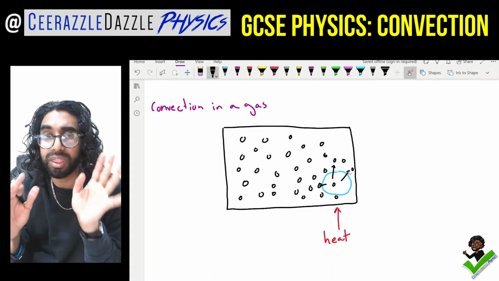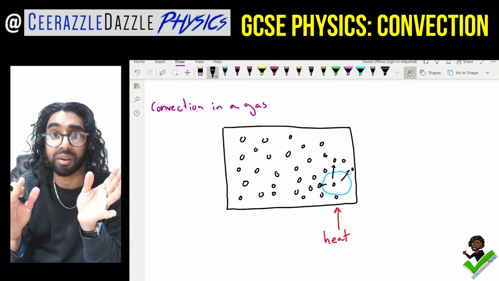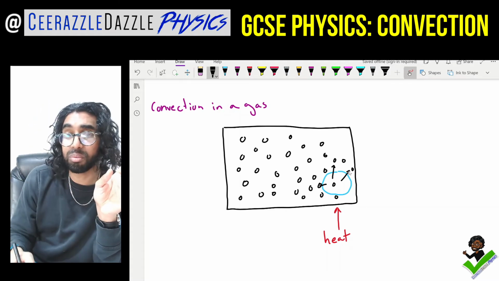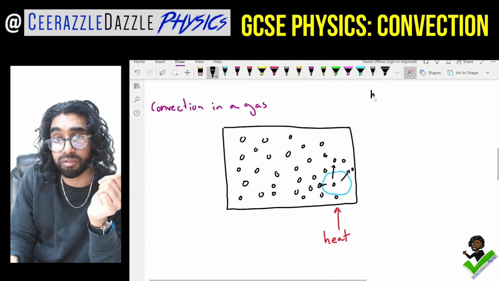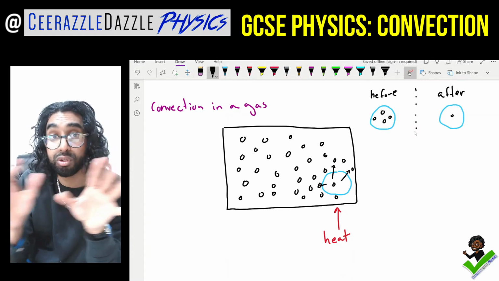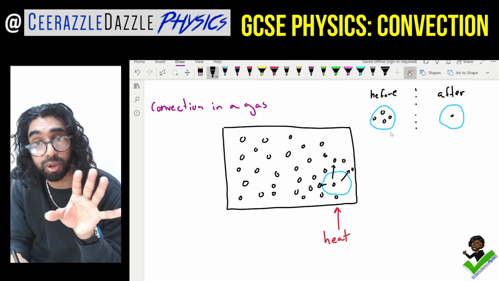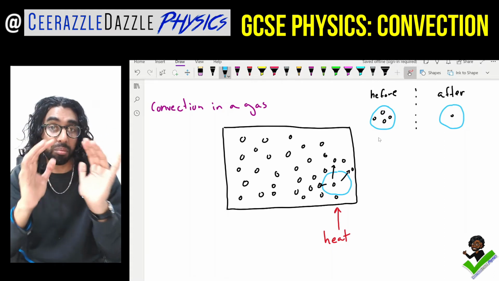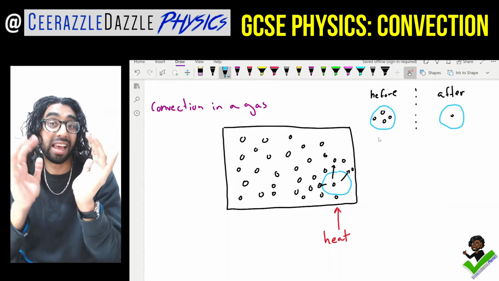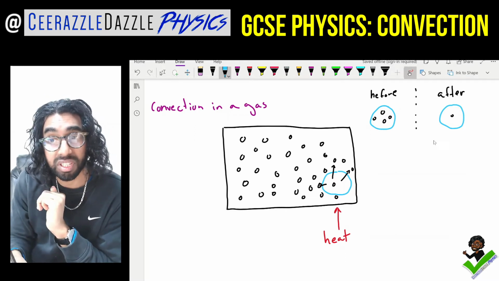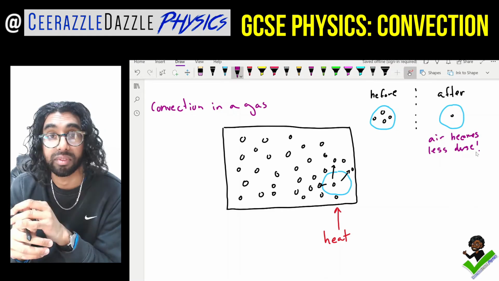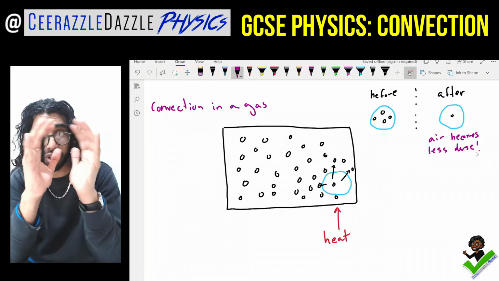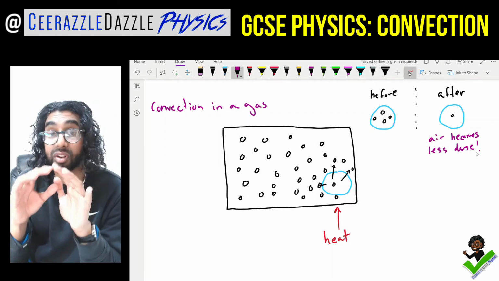So when the particles move away, what's actually happened to the air? It's something about the density. Before it looked like the following. So look, I've drawn 2 diagrams now, a before and after, of just that blue bit over here. Before, you can see there was quite a bit of particles inside, but now you've heated it up, the particles have moved away. Therefore, the air has now become less dense. So before it had a higher density, now that region of the air has become less dense.